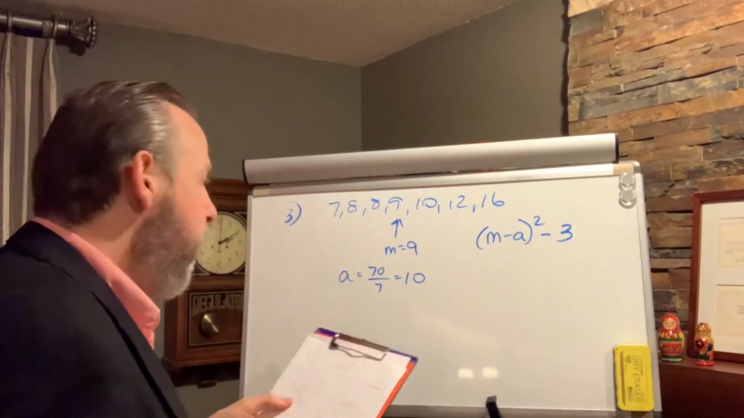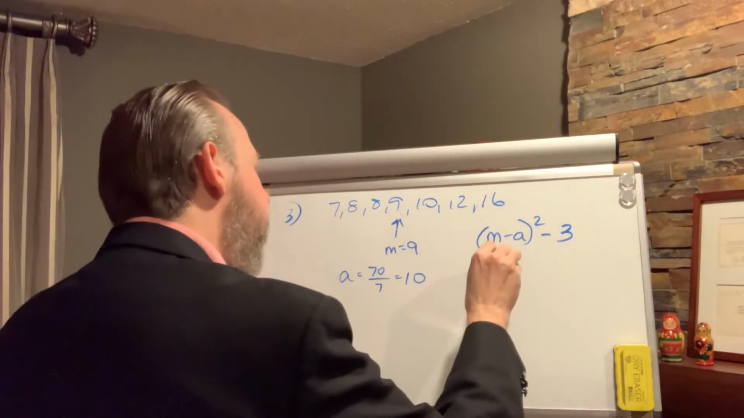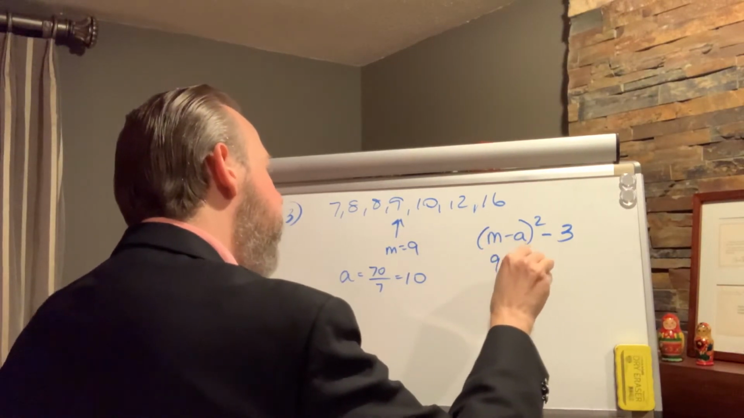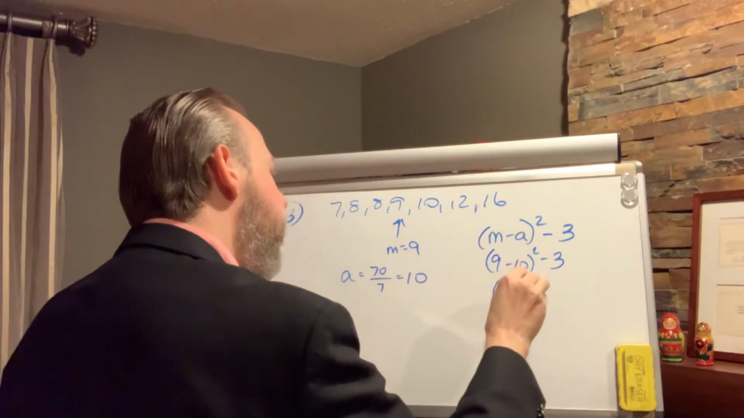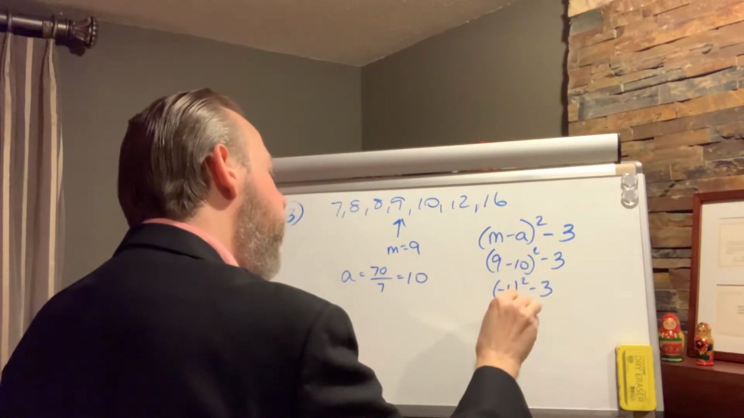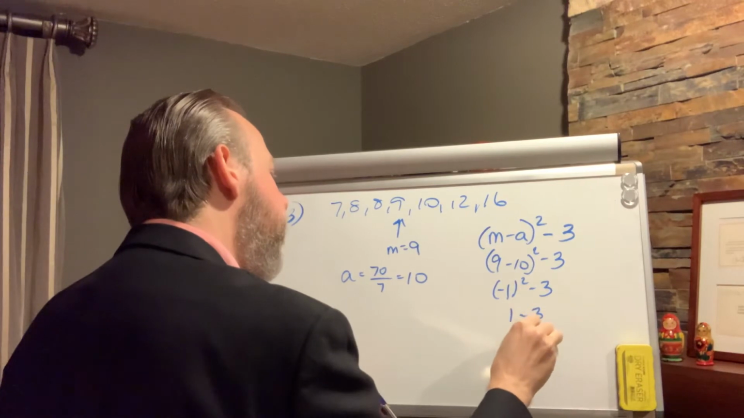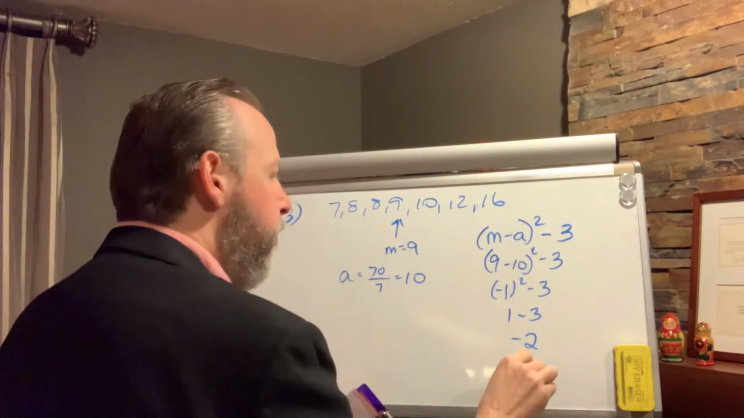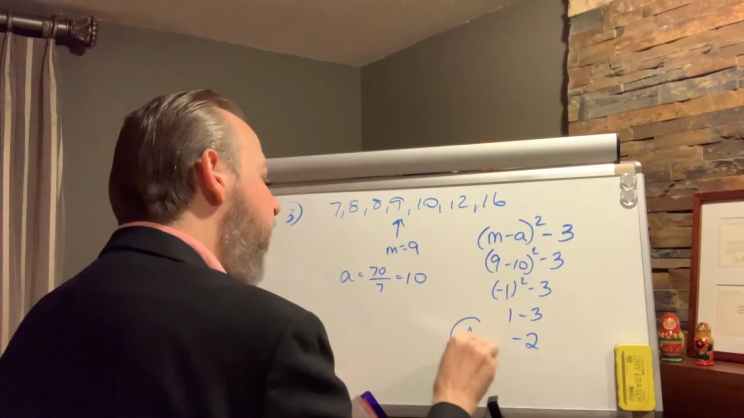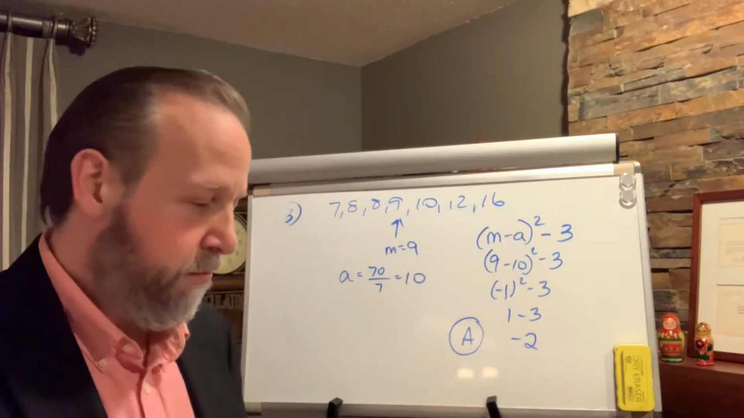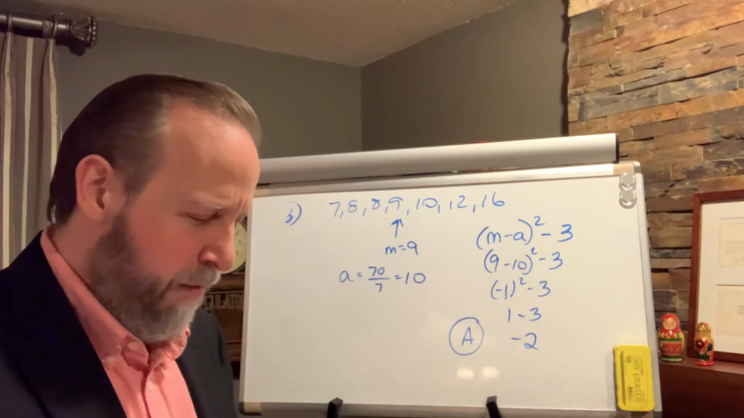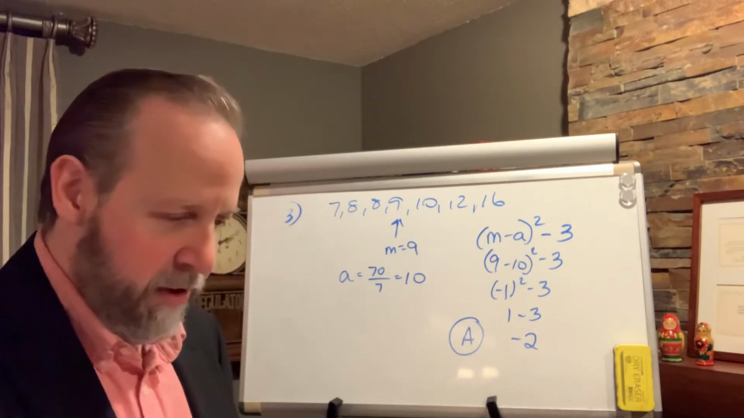All right, well, m is 9, a is 10. I'm going to square it, and then I'm going to subtract 3. Negative 1 squared minus 3 is 1 minus 3 is negative 2. And that was answer choice A. Hopefully these are not too challenging. I think of the difficulty level here, this was a pretty simple one.